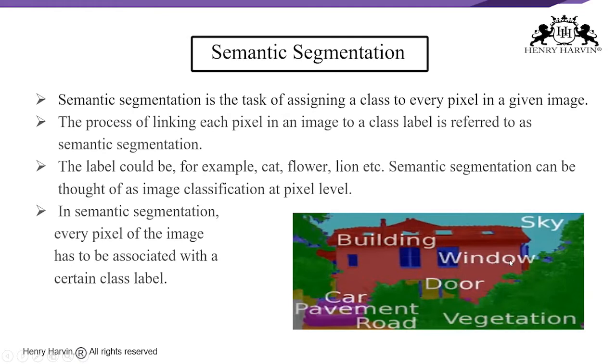So you should try to understand the difference between image classification and segmentation. What are we trying to do over here? We are assigning a class to every pixel in a given image. So we are linking each pixel in an image to a class label. This is basically called semantic segmentation. The label could be like a cat, flower, lion. In this picture, it is like building, window, door, car, pavement road, vegetation, sky, right?